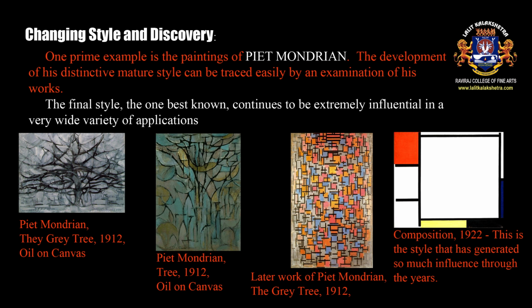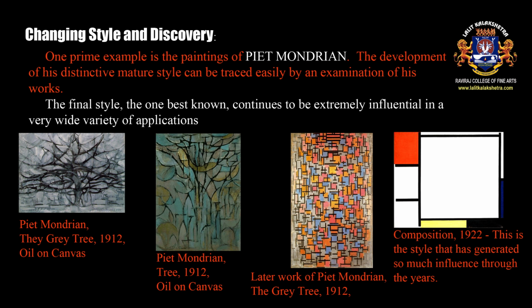Fig. 1, Piet Mondrian, The Grey Tree, 1912, oil on canvas. In this work, we see the beginnings of abstraction that marked Mondrian's progress through these first 3 figures and the purity of his mature style in the last figure.